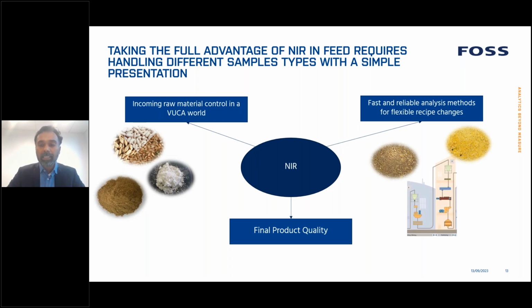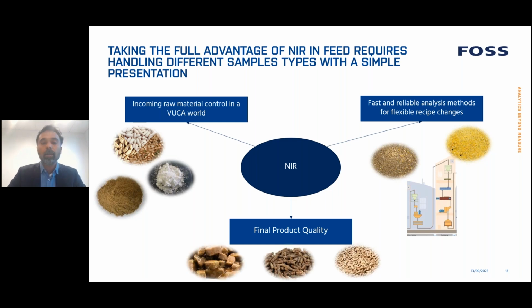When you're thinking about analyzing different elements for flexible recipe changes within your production or within your value chain, it could be ground samples, it could be mashes, it could be slurries. All kinds of things are possible depending on where in your production or where in your value chain you measure. And of course, when it comes to final product, it could be pellets, it could be kibbles if you're thinking about pet food. It could also be meat in oil, meat in liquid kind of situation, or chunks in liquid kind of measurements that you have to do.